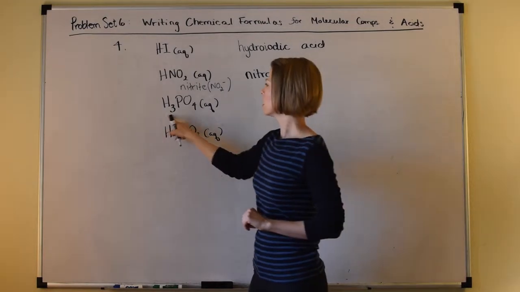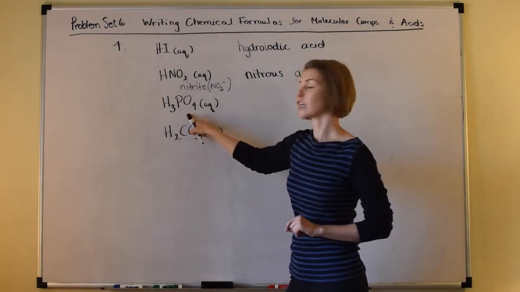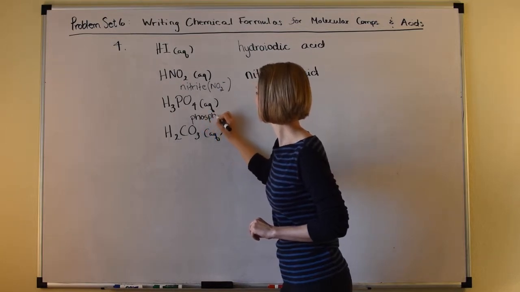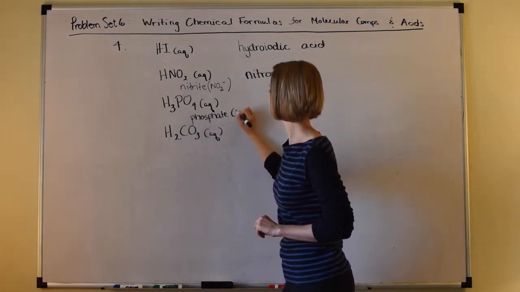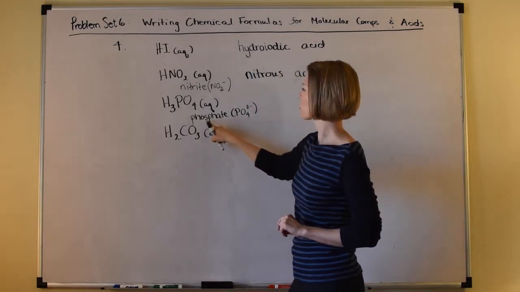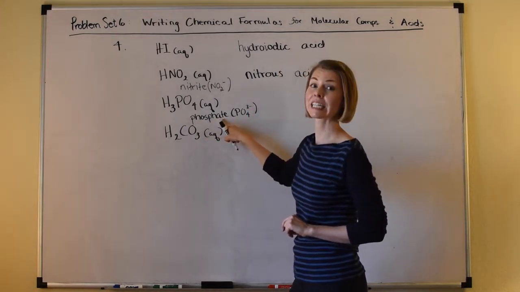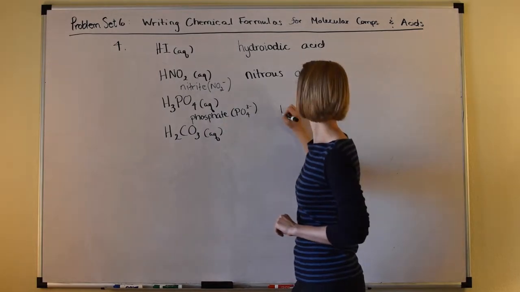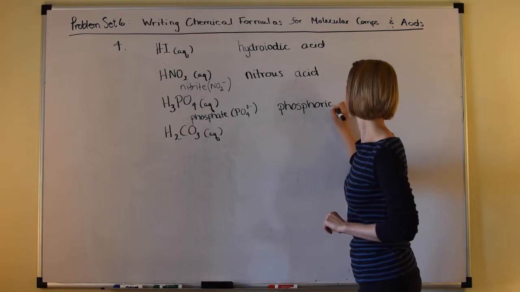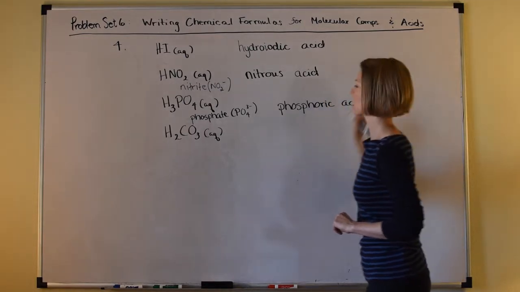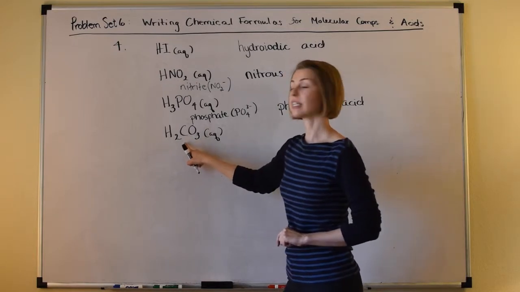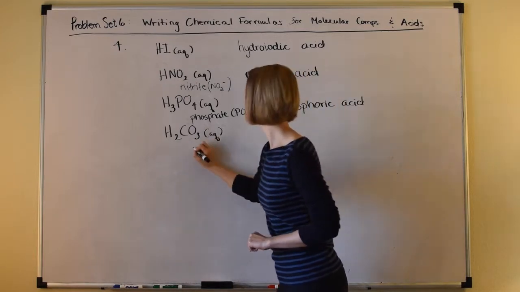Okay. Next one, hopefully you recognize phosphate, which is PO4 with a 3 minus charge. So this becomes phosphoric. The ending is ic. Phosphoric acid.